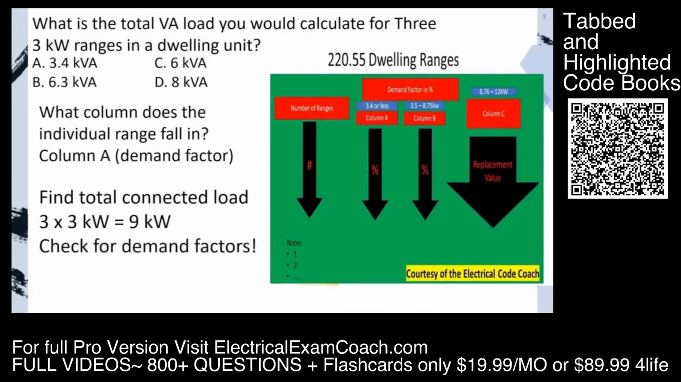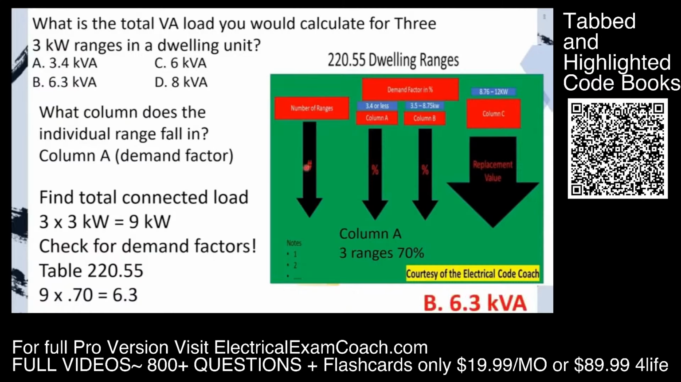Now we check for demand factors. We're going to start on our left-hand side of the table. We're going to find our number of ranges. Then we're going to come over and we're going to find our demand factor. And we find that the demand factor for 3 ranges in column A is 70%. Now, all we have to do is multiply. We take our 9 kW multiplied by our demand factor. That gives us our new reduced load, and we're going to select B.